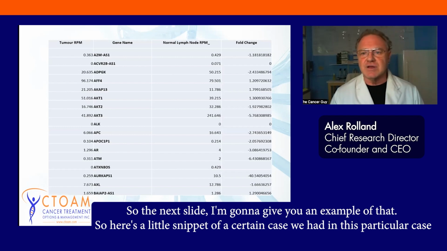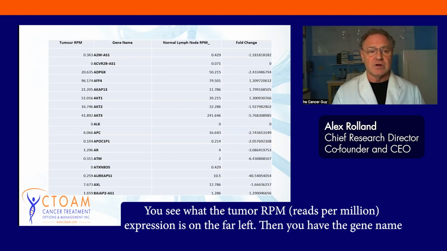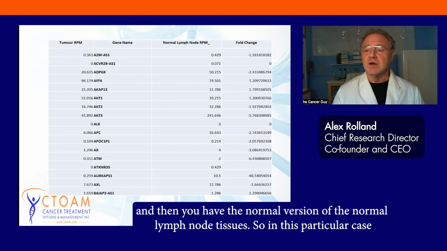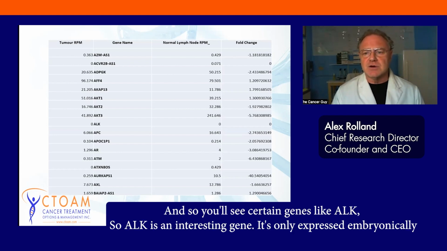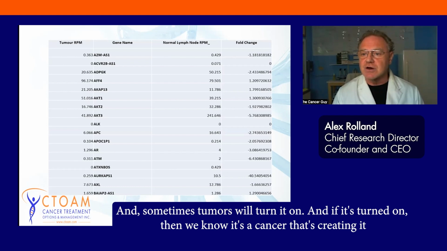And so here's a little snippet of a certain case we had. In this particular case, you see what the tumor RPM expression, reads per million expression, is on the far left. Then you have the gene name, and then you have the normal version, the normal lymph node tissues. So in this particular case, we're looking at lymph node metastasis in this patient. We wanted to know what the normal expression was. And so you'll see certain genes like ALK. So ALK is an interesting gene. It's only expressed embryonically. And sometimes tumors will turn it on. And if it's turned on, then we know it's a cancer that's creating it.